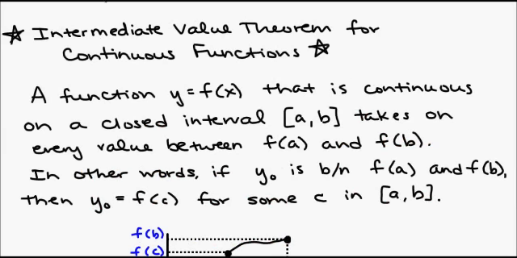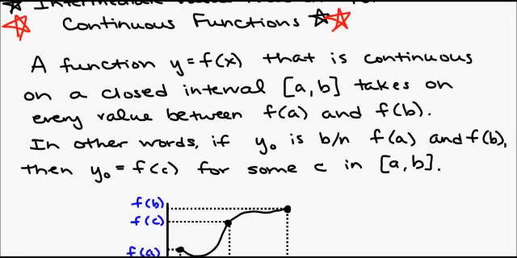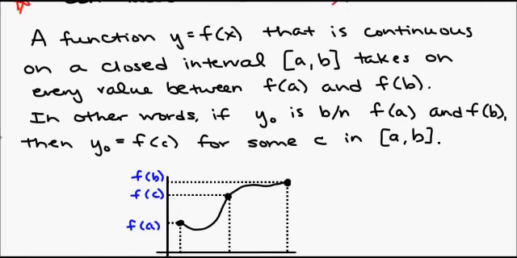Okay. Last up, we have the intermediate value theorem for continuous functions. This is another big one, so you'll see this in the future. A function y equals f of x that is continuous on a closed interval a comma b takes on every value between f of a and f of b. In other words, if y sub 0 is between f of a and f of b, then y sub 0 equals f of c for some c in a comma b.